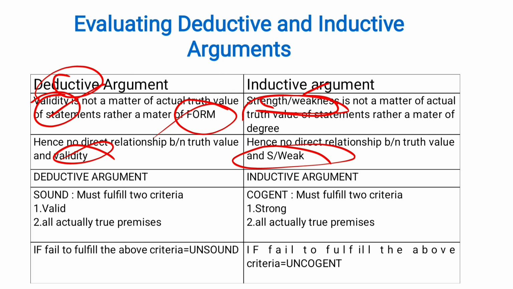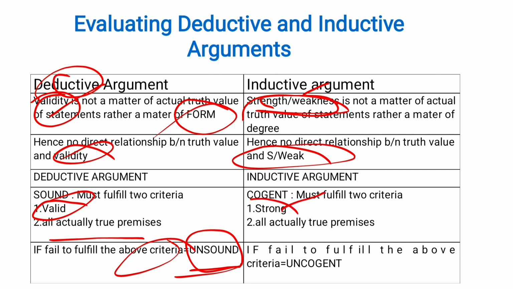So for a deductive argument to be sound, it must fulfill two criteria. That means it should be a valid argument plus have all actually true premises. And if it fails to fulfill the above criteria, it is always unsound. Whereas in the case of an inductive argument, a cogent argument must fulfill two criteria. It should be strong, and it should consist of all actually true premises. And if it fails to fulfill the above criteria, it is uncogent.